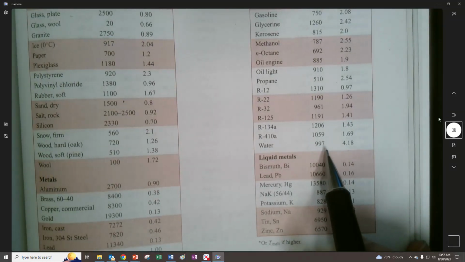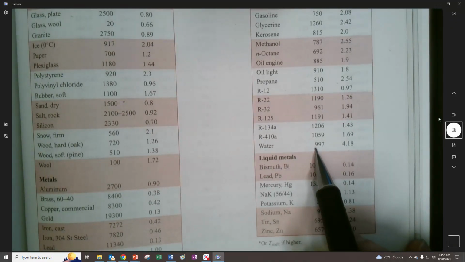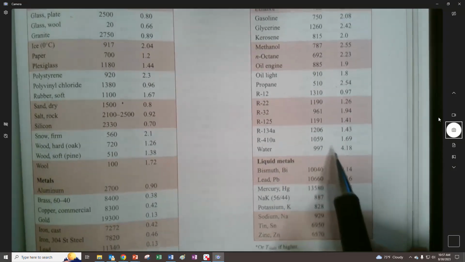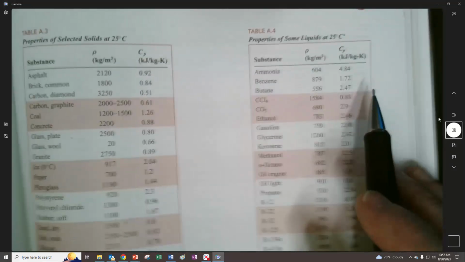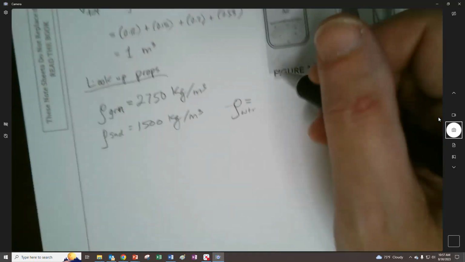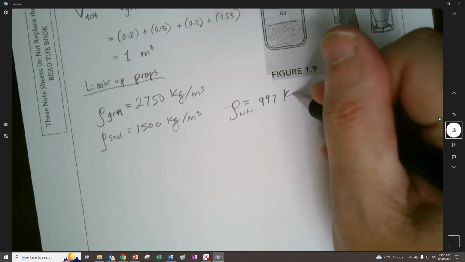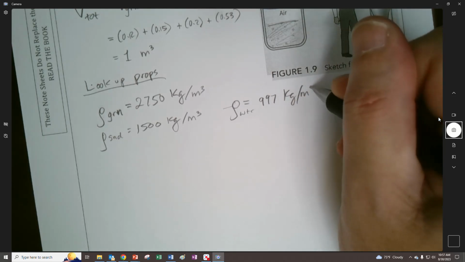But I think that's at like 4 degrees Celsius. So it's just a little bit less, 997. We almost always call it 1,000. I think most normal people call it 1,000. But anyway, 997, sure. Kilogram per meter cubed.